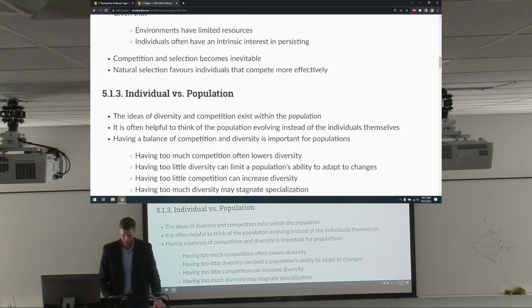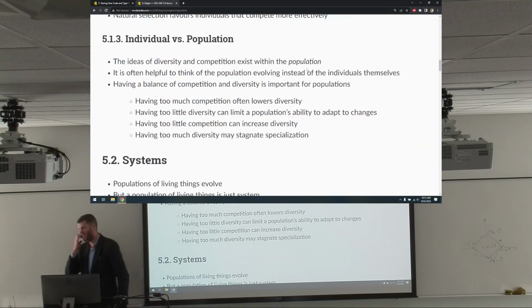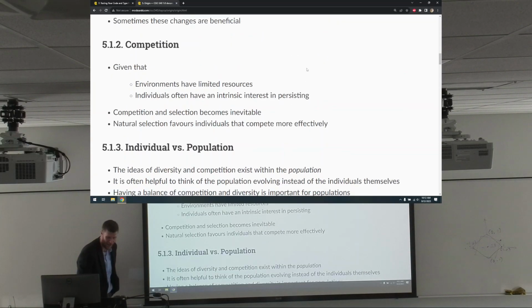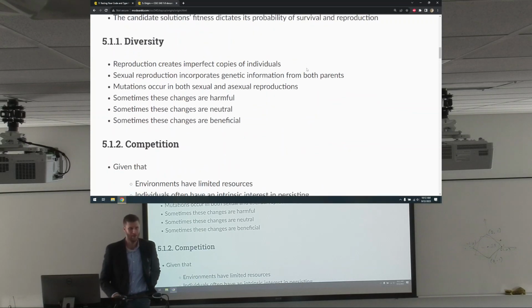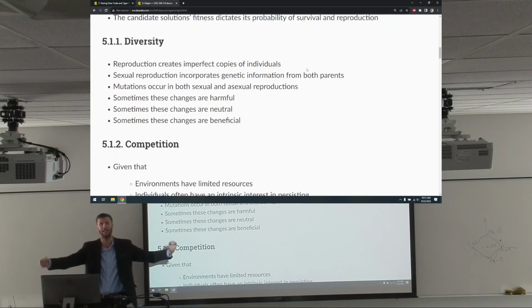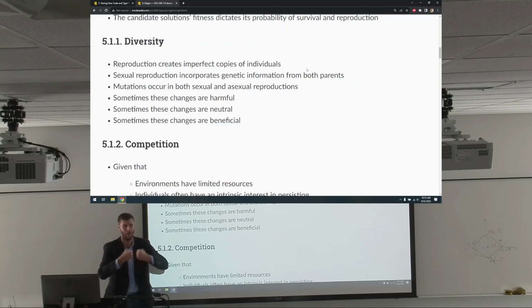All right. Individual versus population. I mentioned this a moment ago: the idea of diversity and competition exists within a population. There are two big competing factors, diversity and competition. Those are two important, powerful things that, when put against each other, emergence can happen, as in evolution.